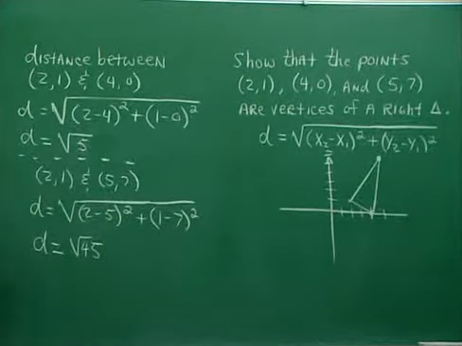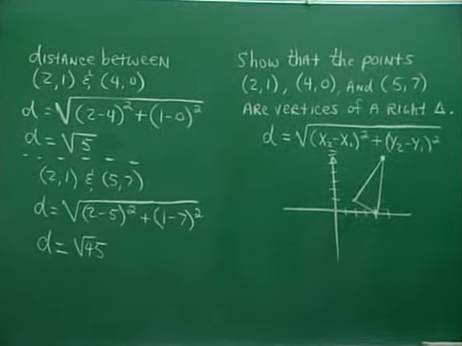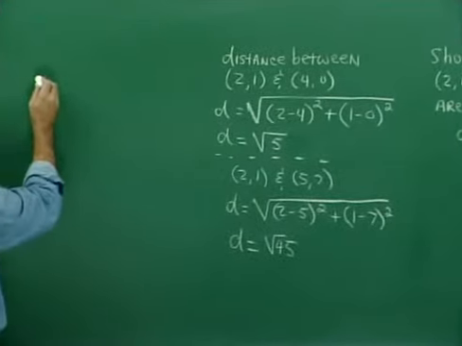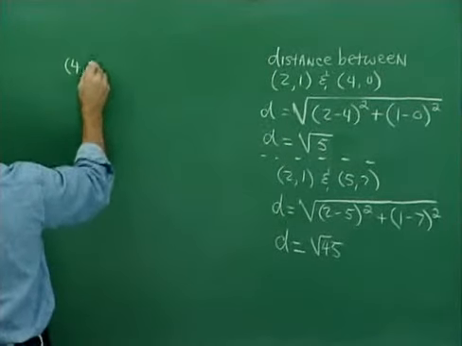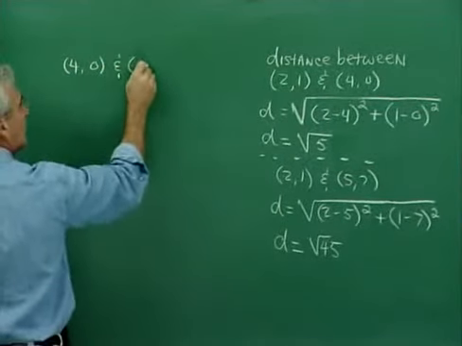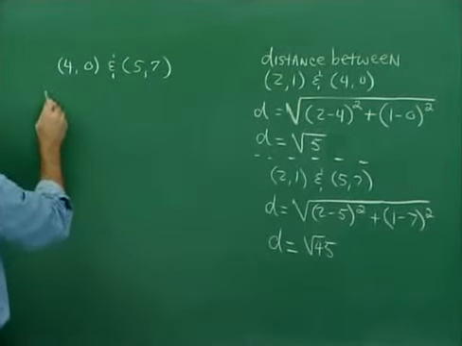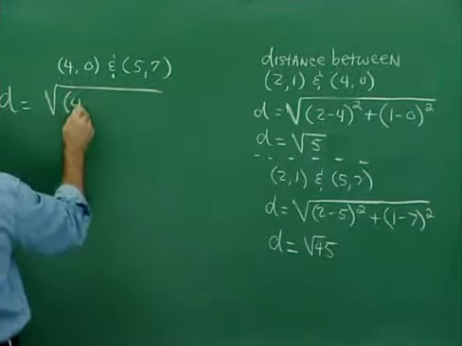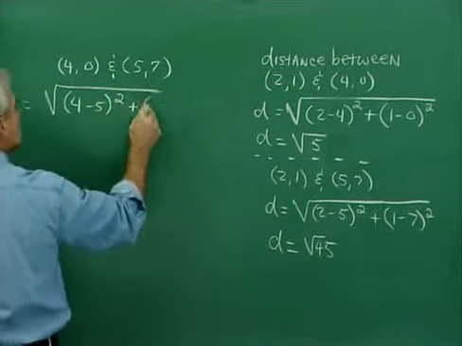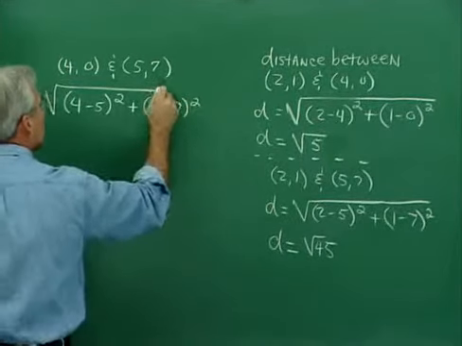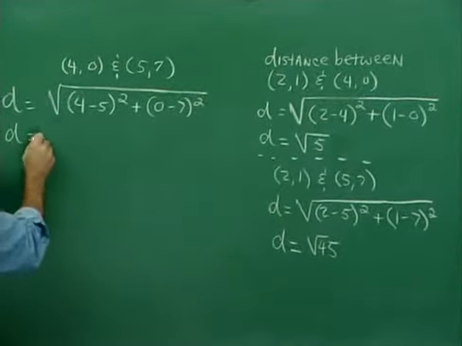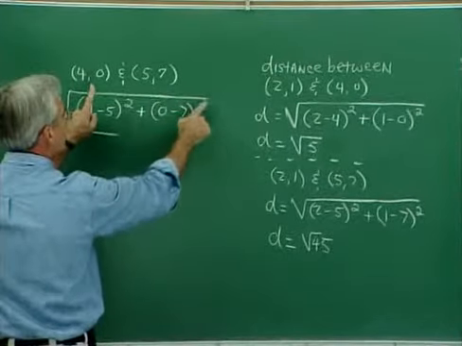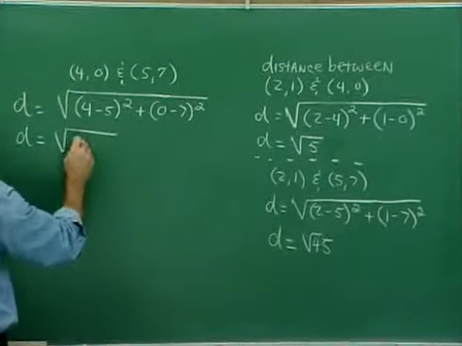I'm just backtracking over here. So I want the distance between the 4,0 and 5,7. So I have the square root of, let's see, difference in x components, that's 4 minus 5 squared plus 0 minus 7 squared. That's square root of, this is negative 1 squared, that's 1. This is negative 7 squared, that's 49. So this then would be the square root of 50.